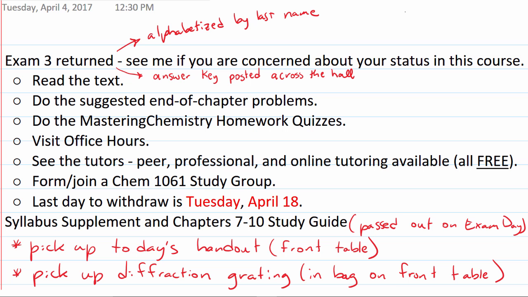That should be obvious. If you want to know what you're supposed to be reading, I passed out a syllabus supplement on Thursday, exam day. Anybody not get a copy of the syllabus supplement? Okay. Anybody else not get one? So let's pull that out and look at it here very quickly. Anybody else needs one? Anybody else?